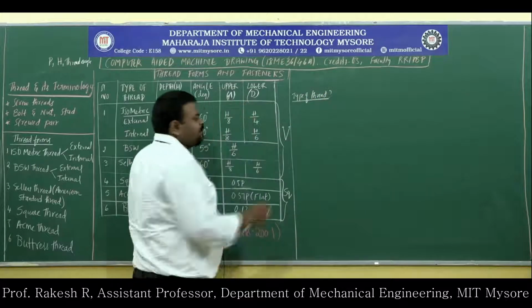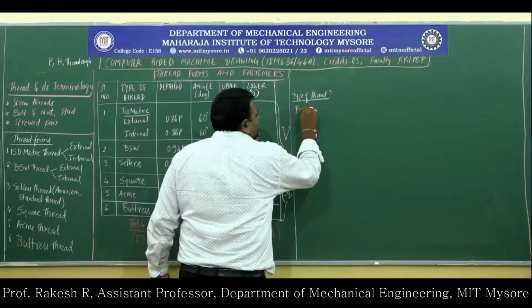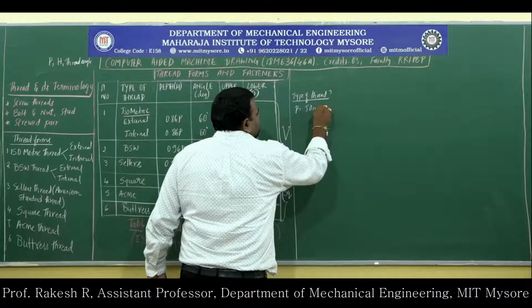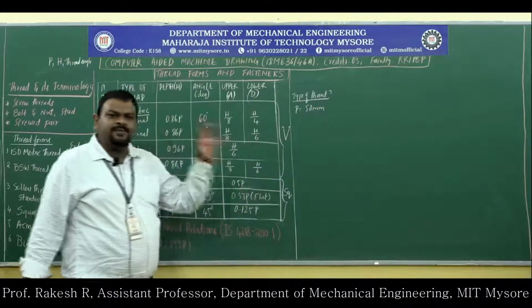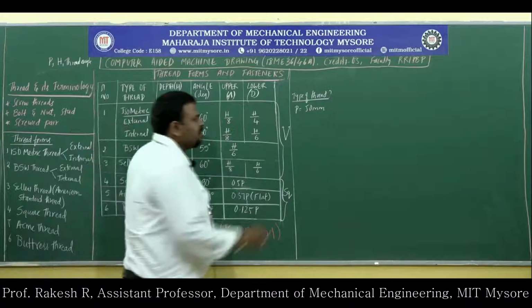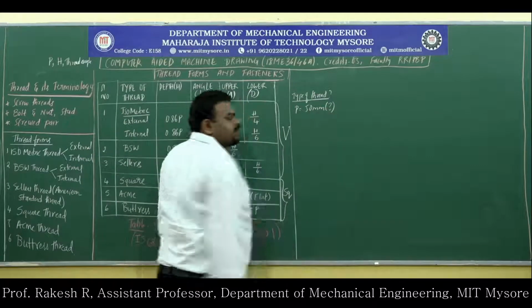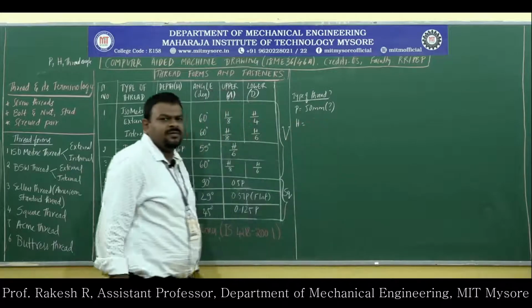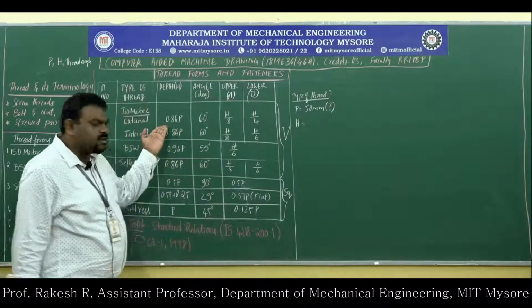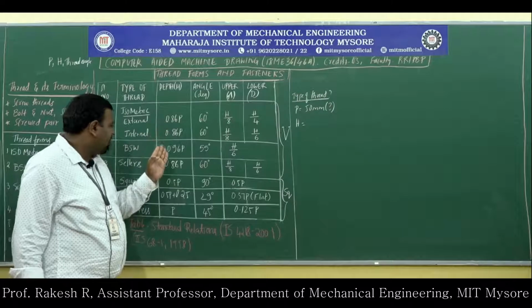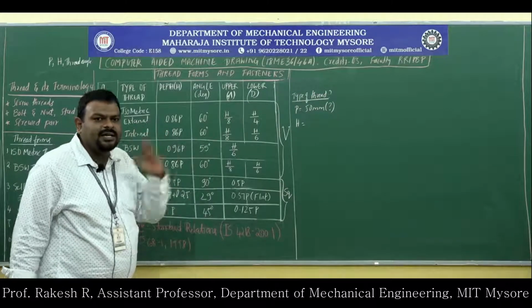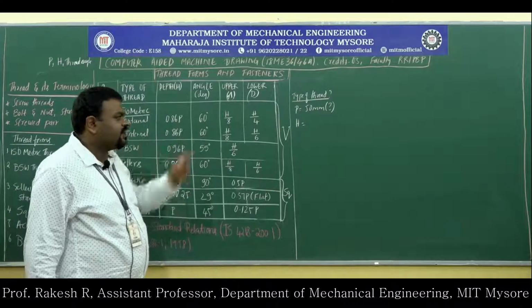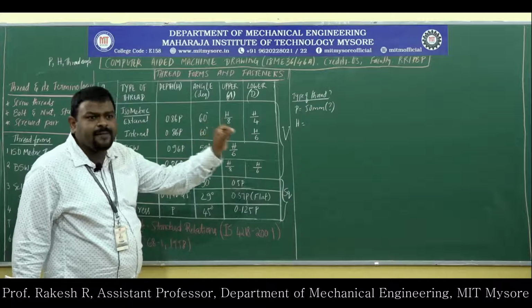Then the pitch will be given. Pitch will be 50 mm, and in the problems they can change it to 60 mm. So identify the pitch. Then what is the H? If isometric thread is asked, 0.86 p. If BSW thread is asked, 0.96 p, like that. You need to calculate the value in mm.